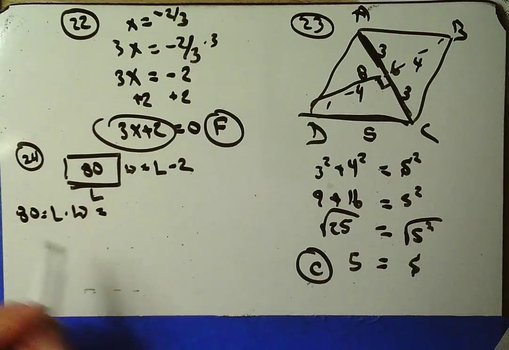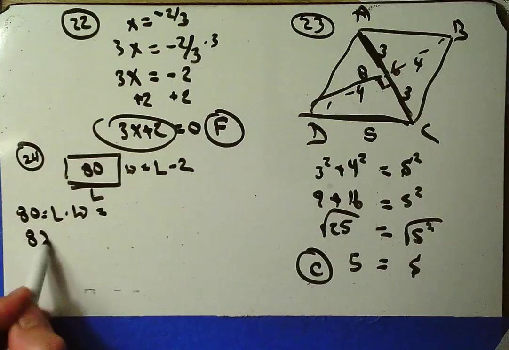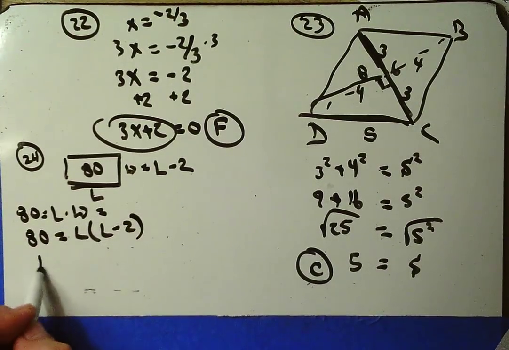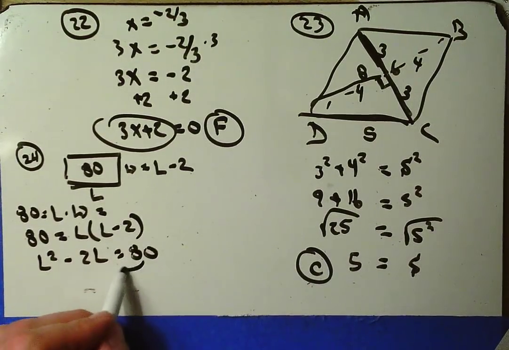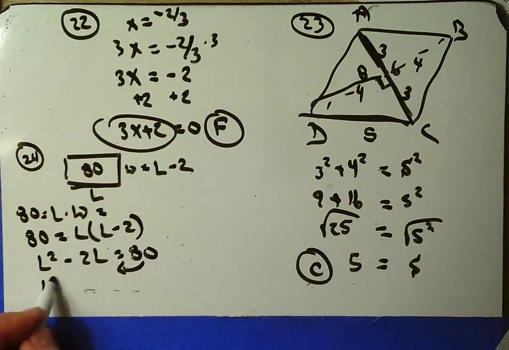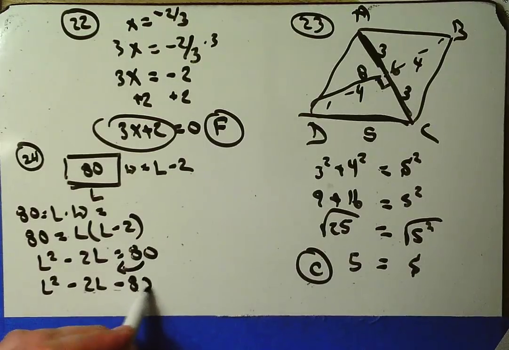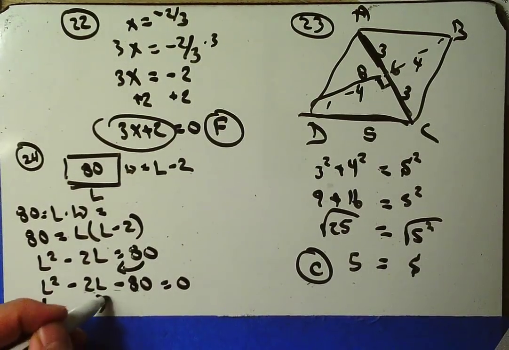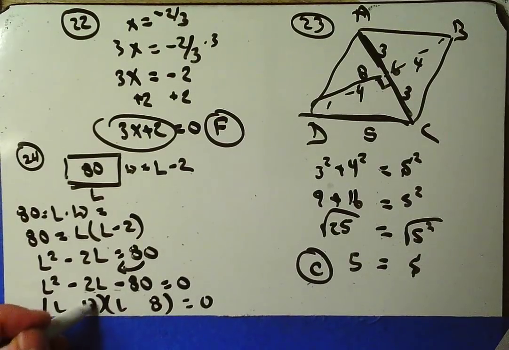That's what 80 equals. And since W is L minus 2, I can rewrite this as 80 equals L times (L minus 2), or L squared minus 2L equals 80. And if I bring that 80 to the other side, I'll have L squared minus 2L minus 80 equals 0. This is going to factor as L and L, and 8 and 10.